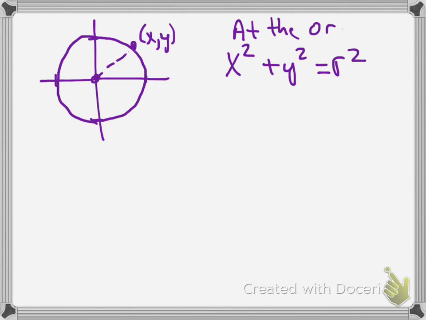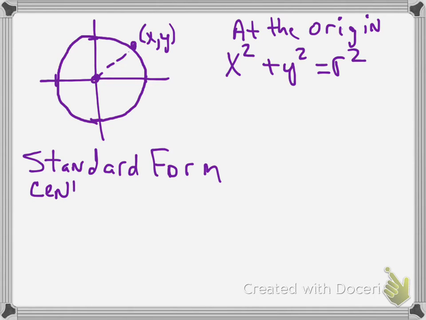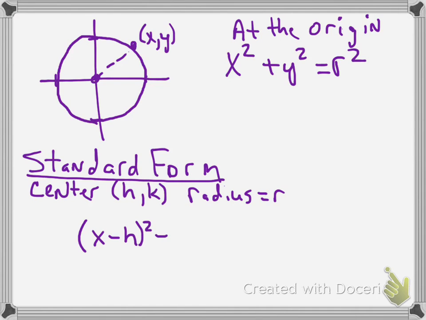This becomes important because this is something you could see in pre-cal and stuff like that. But that's only at the origin. So what happens if it's not at the origin? Well, we have what is called a standard form for this equation, and this is going to be the important one. The standard form says if you have a center, and we're going to use the letters h and k, and you have a radius that is r, then (x minus h) squared plus (y minus k) squared is equal to the radius squared.